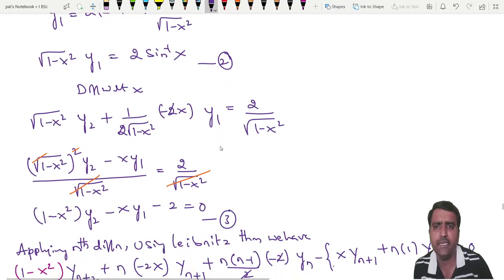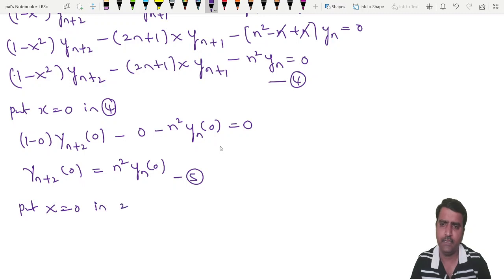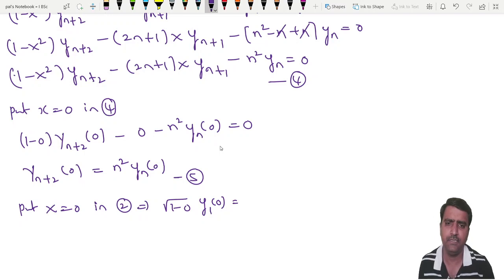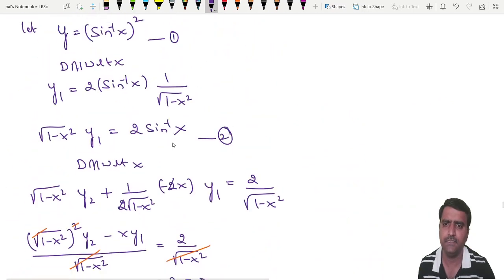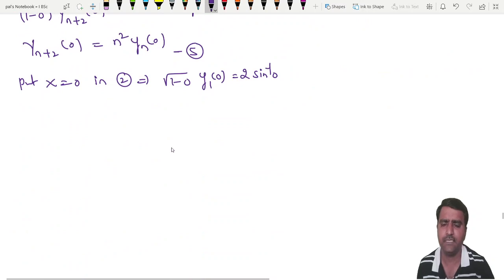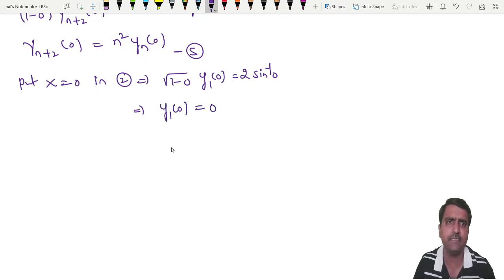Put x is equal to 0 in equation 2, which implies that root of 1 minus 0 into y1 of 0 is equal to, in the right hand side we have 2 into sine inverse of 0. What is sine inverse of 0? Sine inverse of 0 is 0. So which implies that y1 of 0 is equal to 0 because sine inverse of 0 is 0.